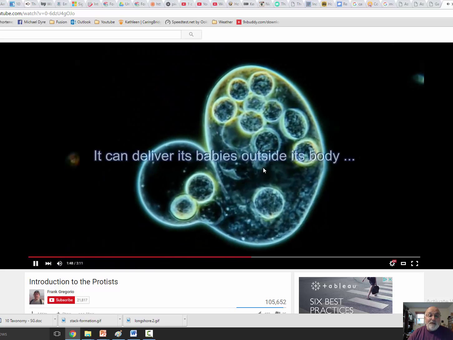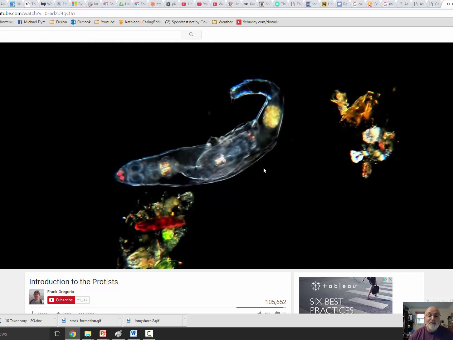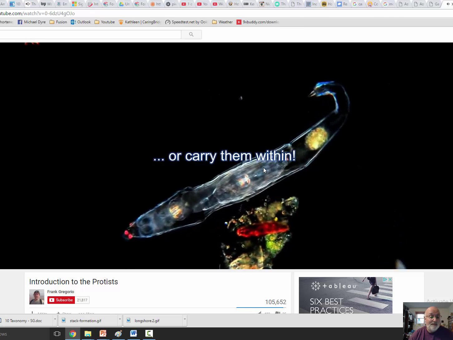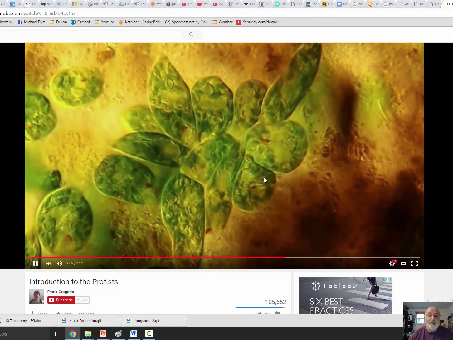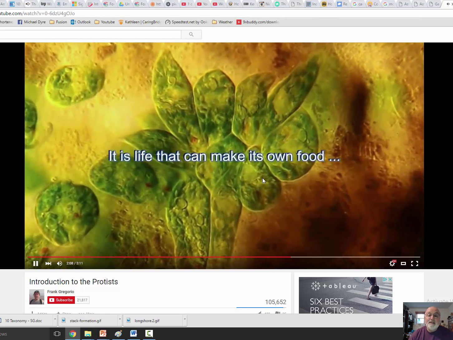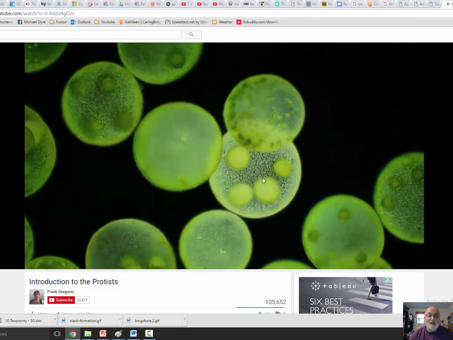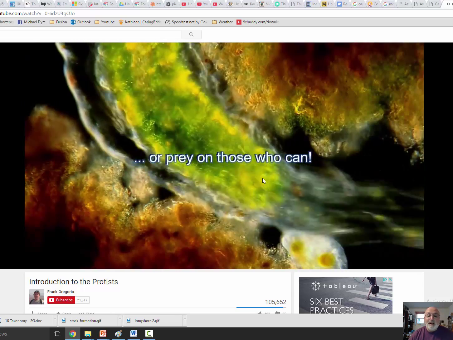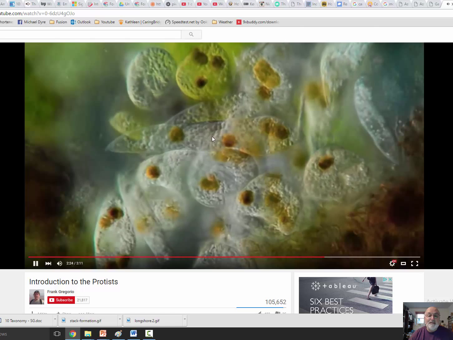Not sure what this one is, how it's moving. There's asexual reproduction. There's Euglena making its own food. Volvox making its own food. That's sort of an amoeboid action, although I don't see it moving the material. And then we have Euglena and Paramecium in that picture.